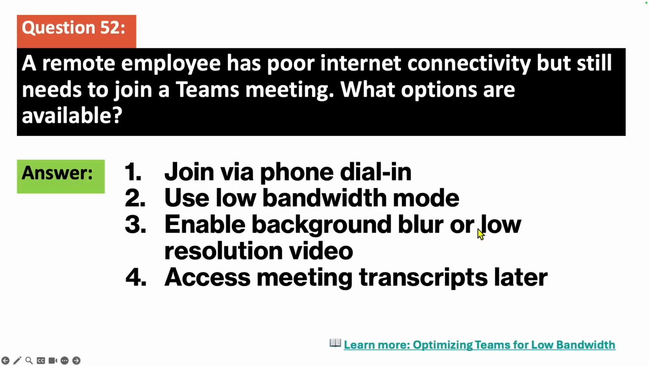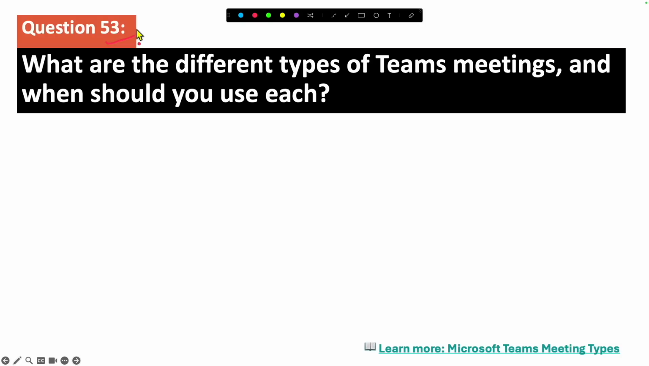I just noticed there was a spelling mistake. I just corrected it. Low bandwidth. It was not OW. Question number 53. What are the different types of Teams meetings, and when should you use each of them? So I kind of mentioned this a couple of times. There are different types of meetings, like the audio, the video, the town halls, the live meetings, things like that. So let me populate the answer and take you through each one by one, so you know how to answer this question.